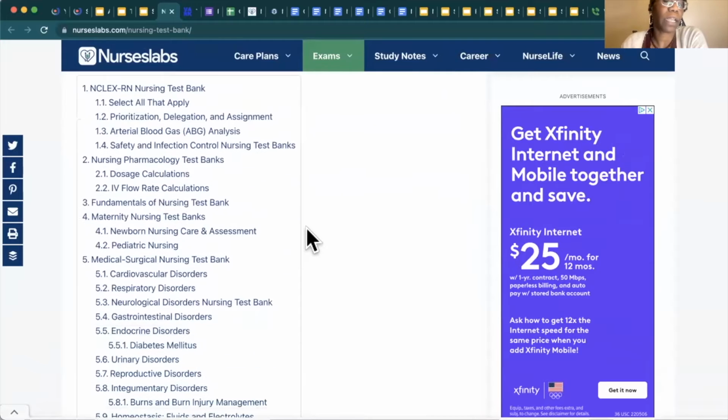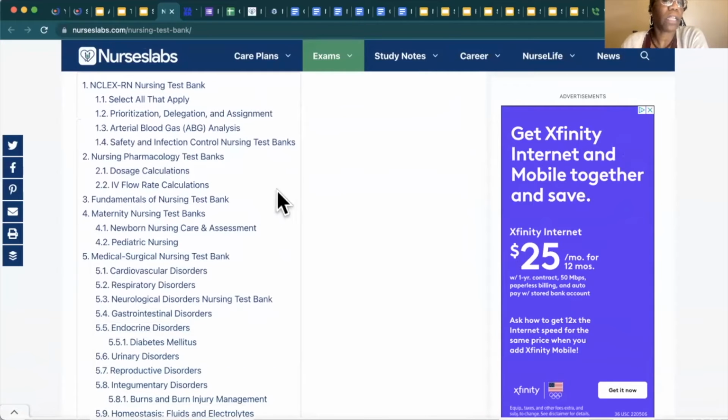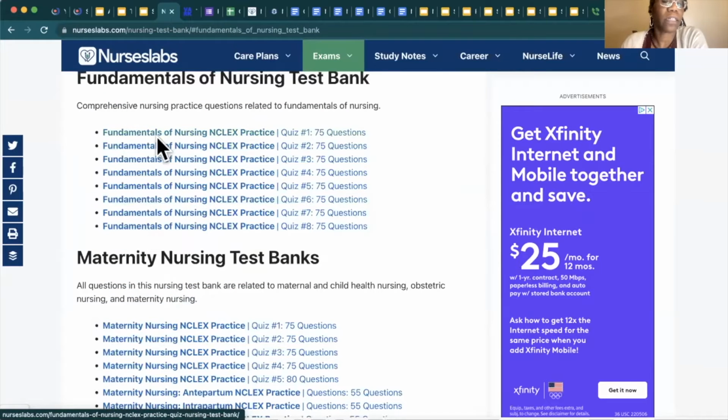So you could start here with the outline. Just read through the outline and decide, okay, I want to test on fundamentals today. I want to see the test bank on fundamentals. Click on it there. It's going to take you to about 8 or 9 banks of 75-question test banks that you could just explore.